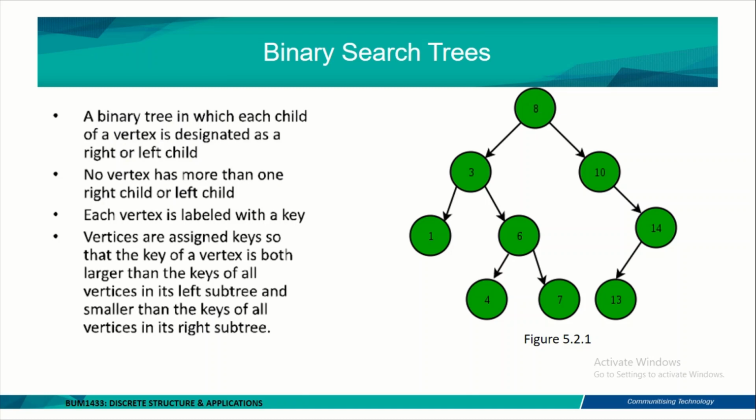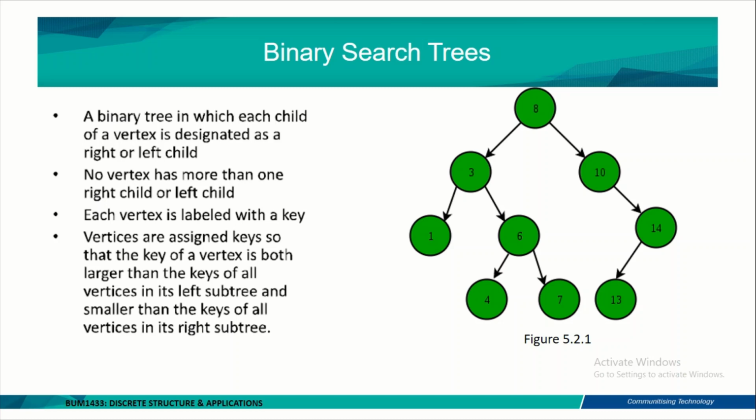Binary search tree in which each child of the vertex is designated as a right or left child. So in the binary search tree, the maximum number of children that it can have is 2 vertices only. So it can have 2 children only. Each child is designated as the right child or the left child. So there is no vertex that has more than 2 children. Each vertex is labeled with a key.